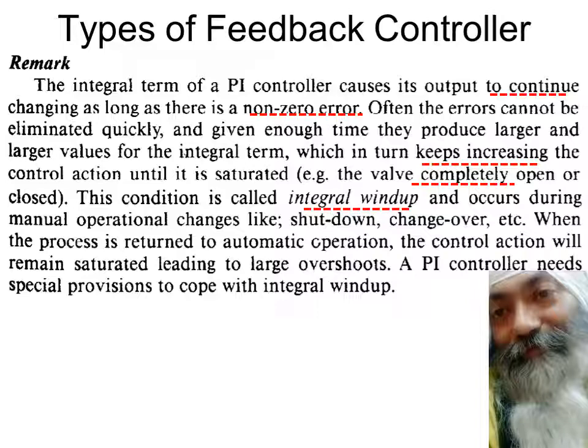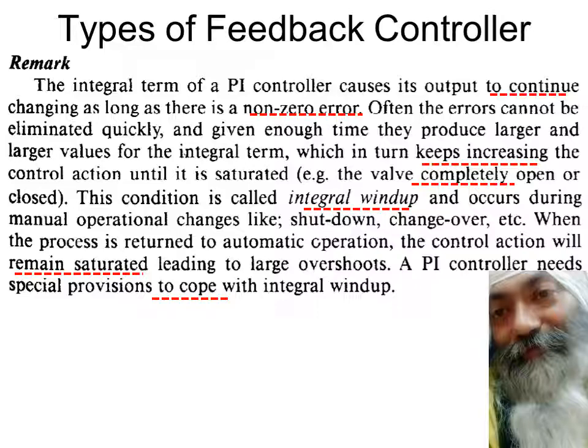It occurs because of operational changes. You have certain situations where the error is large and takes a lot of time to change. So when the process is to return to automatic operation, the control action will remain saturated, leading to large overshoot, because it has to come back, as I told you, right from 150. So we need a PI controller which has a special provision to take care of this saturated situation and to cope with the integral windup. This is what I said is the requirement.